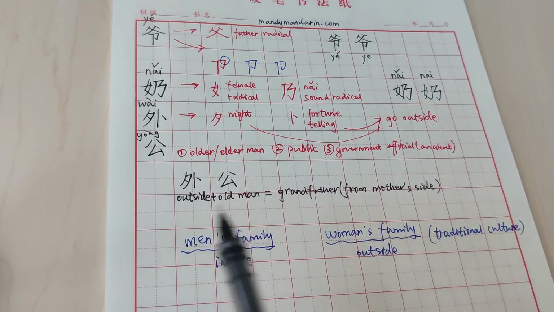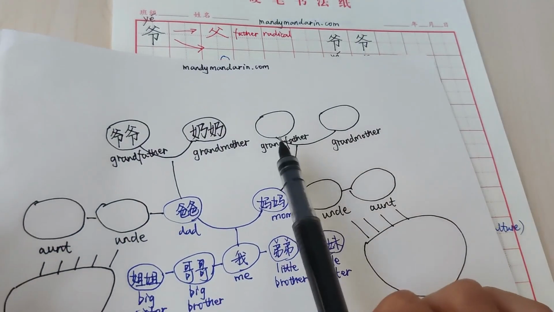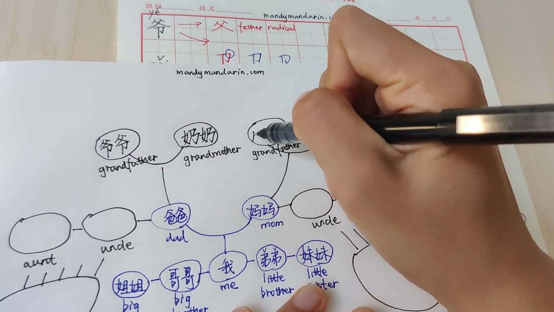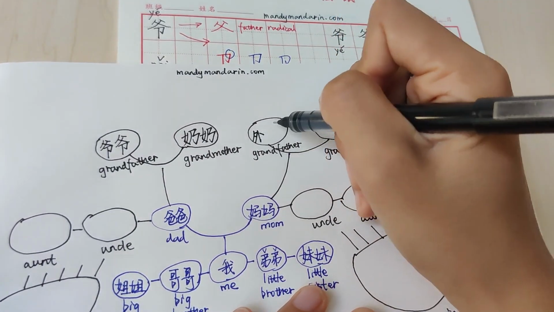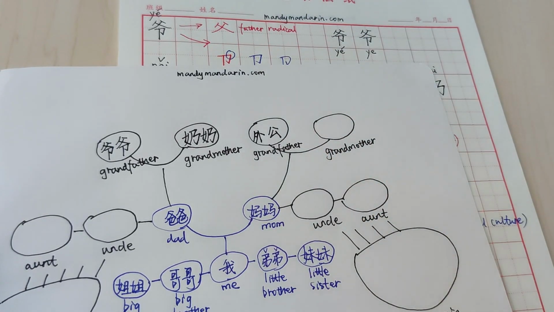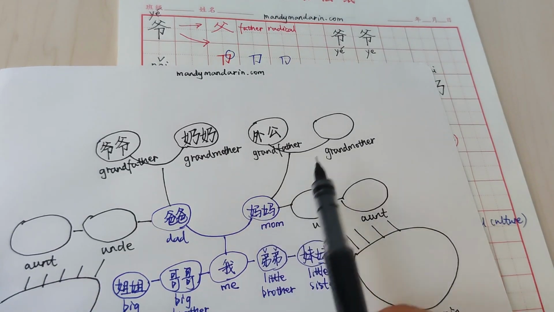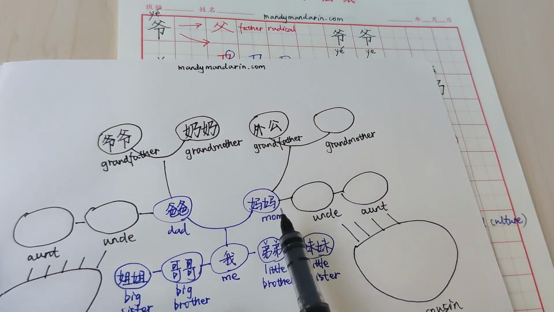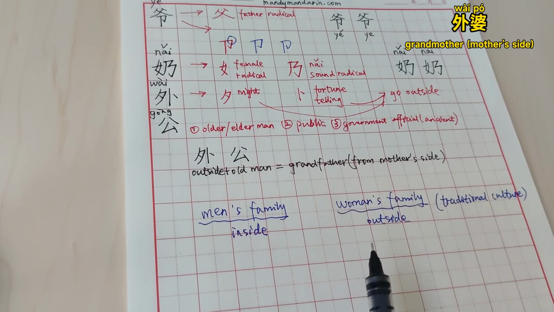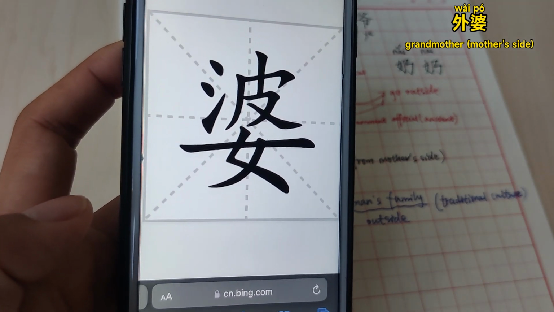And now we take the 外公 and fill in the blank. Let's write it here. 外公. Very good. And move on to the next one. The grandmother from the mother side. That would be 外婆. Since we already have the 外, now we just need another word that is 婆. And this is how we write the 婆.